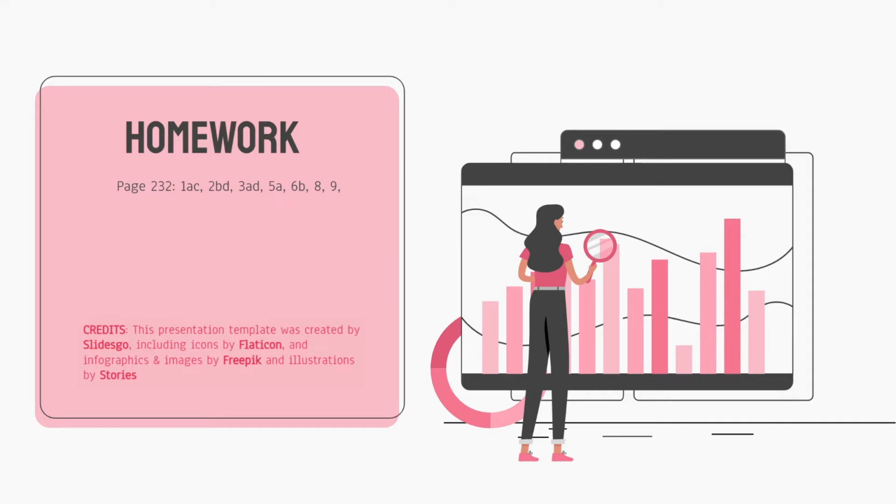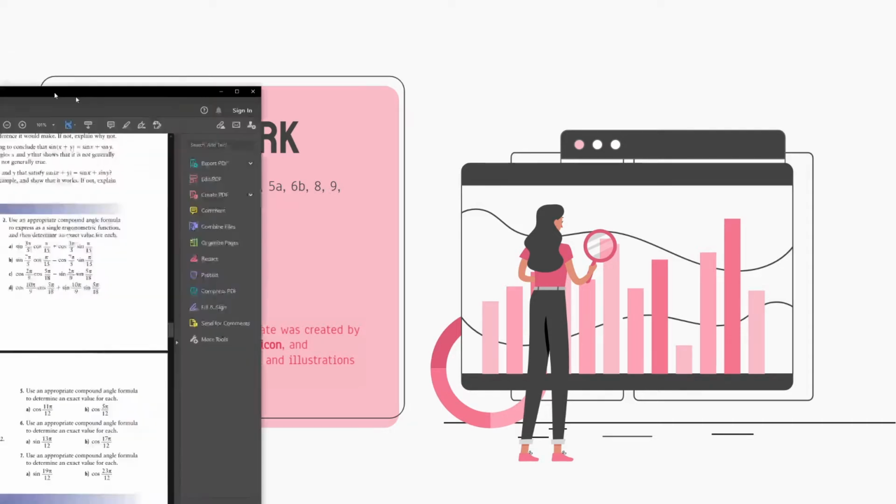Other than that, here's the homework for today. I've assigned 1AC, 2BD, 3AD, 5A, 6B, 8, and 9. I made sure that all of these questions follow the three examples we've done today. And for that reason, I again will not be going over how to do them, but I will show you what those questions look like. So let's take a quick look at them.